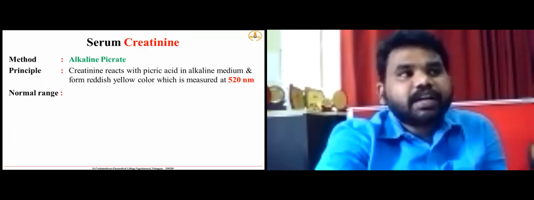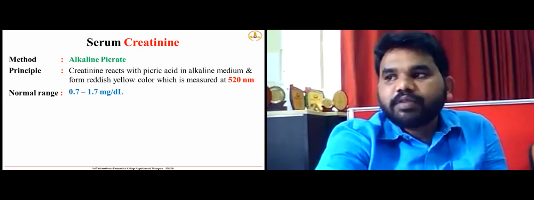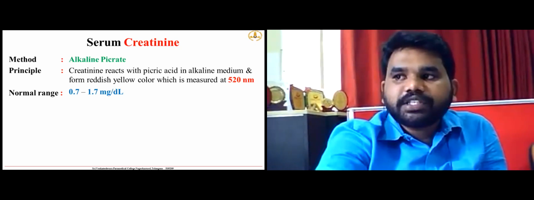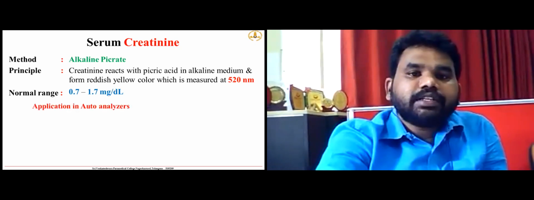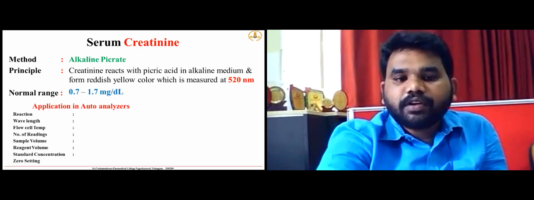So for serum creatinine, we are using the alkaline picrate method, and the principle is creatinine reacts with picric acid in the alkaline medium and forms a reddish yellow color, which is measured at 520 nanometers, and the normal value is 0.17 to 1.7 milligram per day. And the same method can be applied in the auto analyzers also with the following settings.